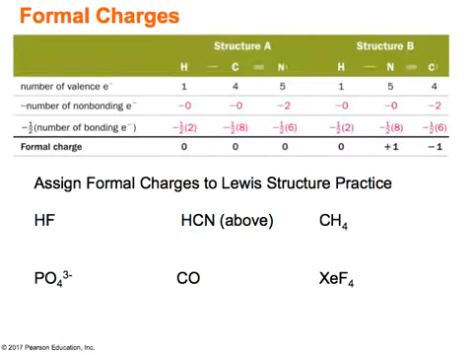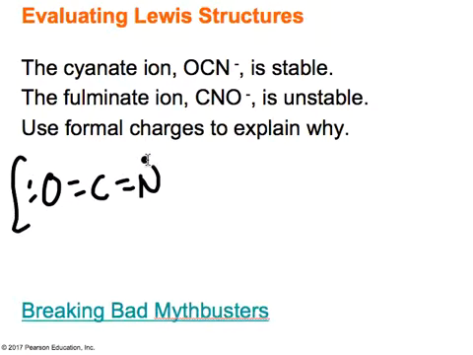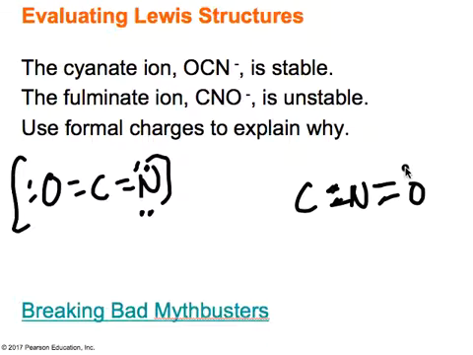So let's look at an application to this. Some of you may have seen Breaking Bad, and if you have not, that's okay. But I'm going to show you an application real quick of these different situations having different stability. So there is an ion called the cyanate ion. The fulminate ion, just going to show the double bonds, is not as stable. It's unstable.